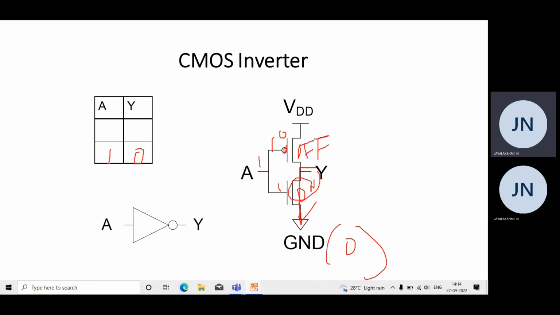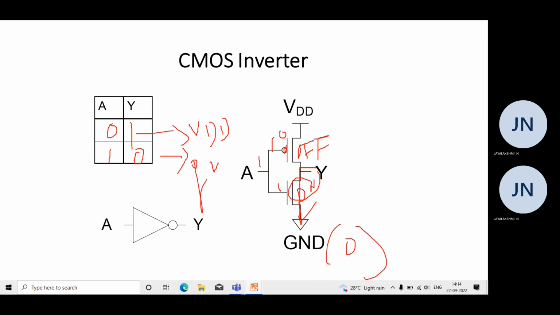So if you give 1, the output is 0. If you give 0, the output is 1. This 1 is due to VDD and this 0 is due to ground. So this is the simple operation of the CMOS inverter.